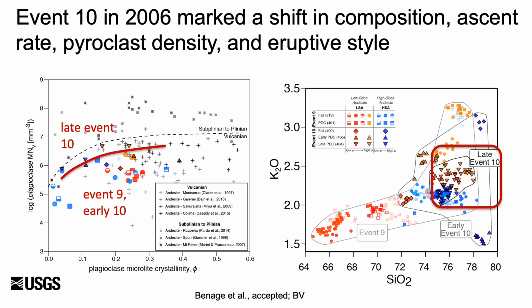Looking specifically at the transition to late Event 10, which produced the largest volume PDC of the explosive phase and occurred just at the start of the continuous phase, we found a shift to more consistent groundmass glass compositions, as shown on the right panel. As seen on the left, we also observed higher plagioclase number densities for the latter part of Event 10, suggestive of higher ascent rates. You can also see the later Event 10 plagioclase number densities are close to those observed for subplinian to plinian eruptions, whereas pyroclasts from Event 9 and early Event 10 are more similar to previously published values for Vulcanian explosions.